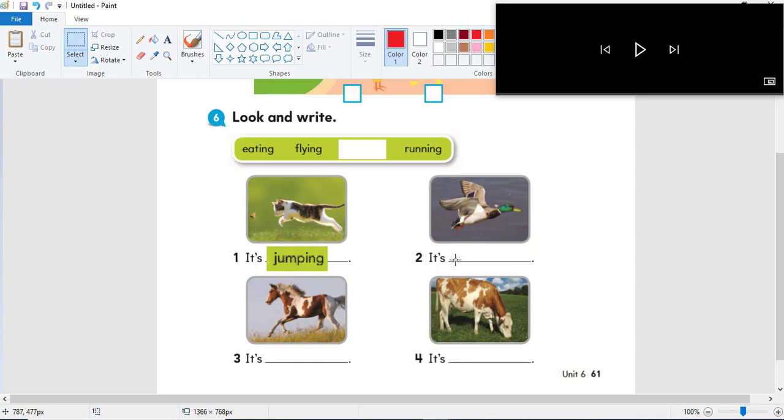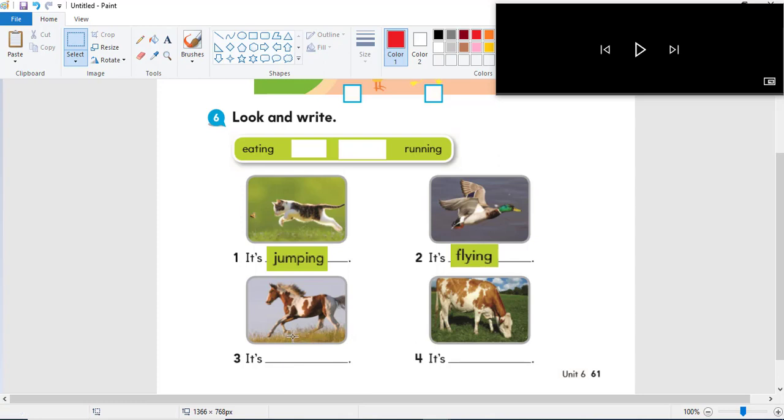Great. What can you see in picture number 2? Yes, correct. I can see a duck. And what's the duck doing? Yes, correct. The duck is flying. It's flying. Yes. And let's write flying here.